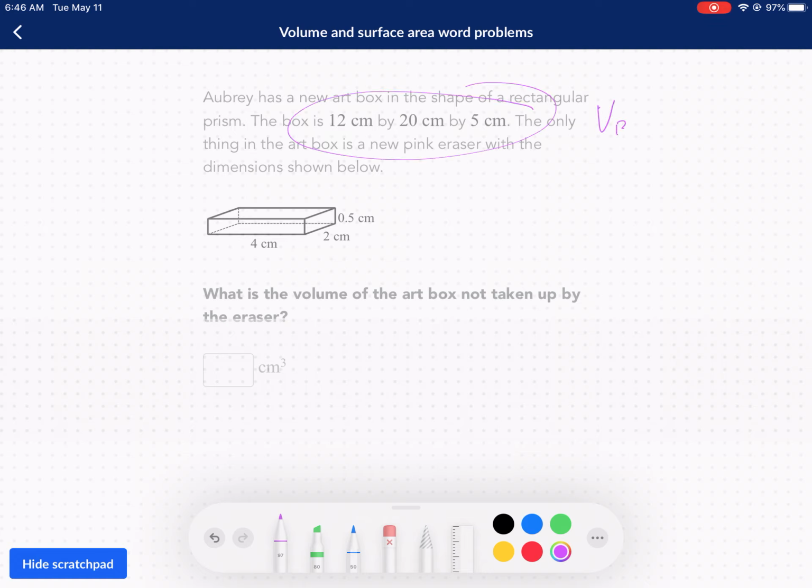So the volume of the box is going to be equal to length times width times depth, right? 12 times 20 times 5. And it doesn't matter the order, because of the commutative property. You just multiply them together.